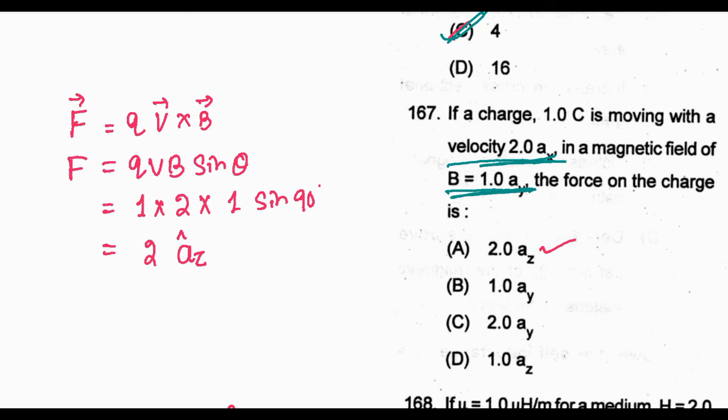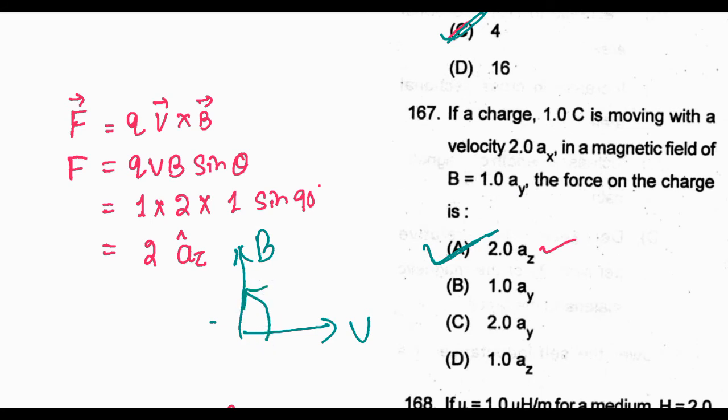So this will be 1 into 2 into 1, because 2 is given to be the velocity, and sin 90 is 1, so this is 2a z cap. And how is this z cap? V cross B: V is this one and B is this one. If we take the cross product V cross B, this will be in the Z direction, which is perpendicular to both V and B.